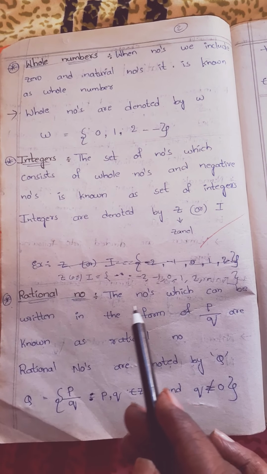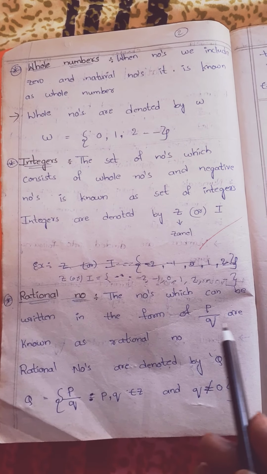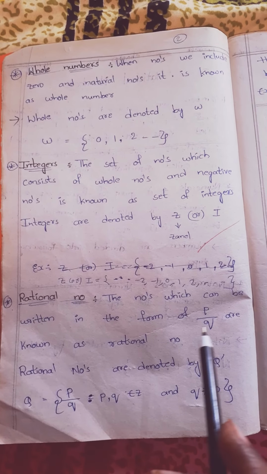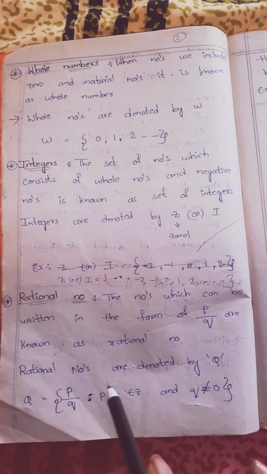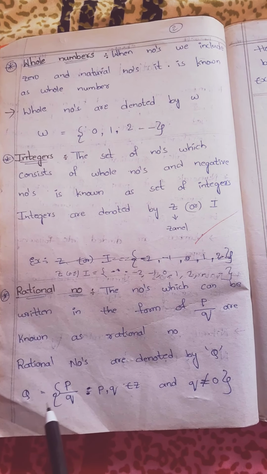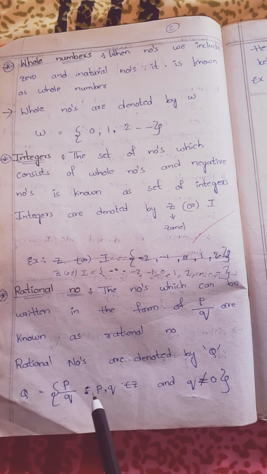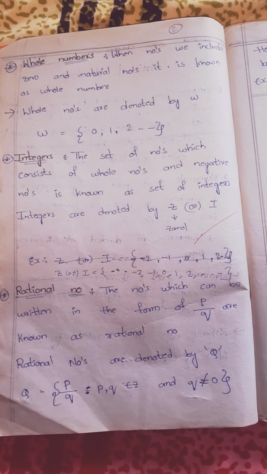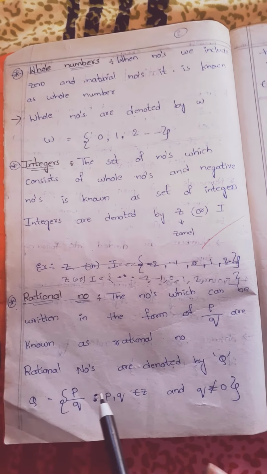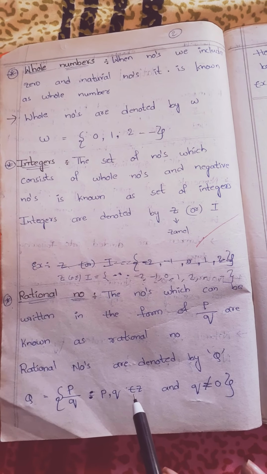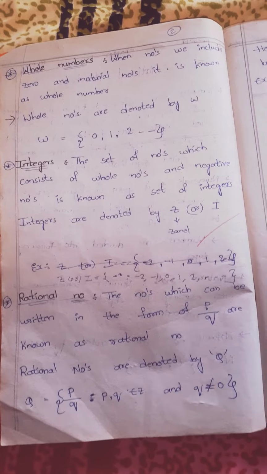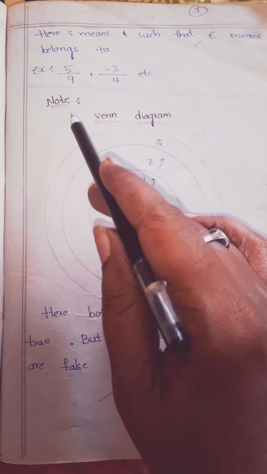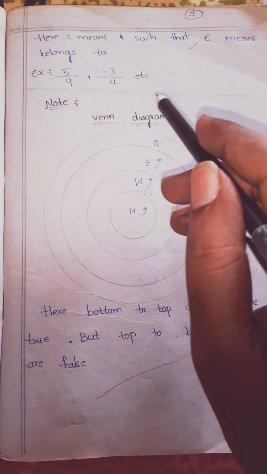Next, rational numbers. The numbers which can be written in the form p by q, means in the form of fractions, are known as rational numbers, children. Rational numbers are denoted by capital Q. So capital Q is equal to p by q such that p, q belong to Z and q is not equal to 0. Here one symbol indicates 'such that' and the other indicates 'belongs to'. Example: 5 by 9, minus 3 by 4, etc.